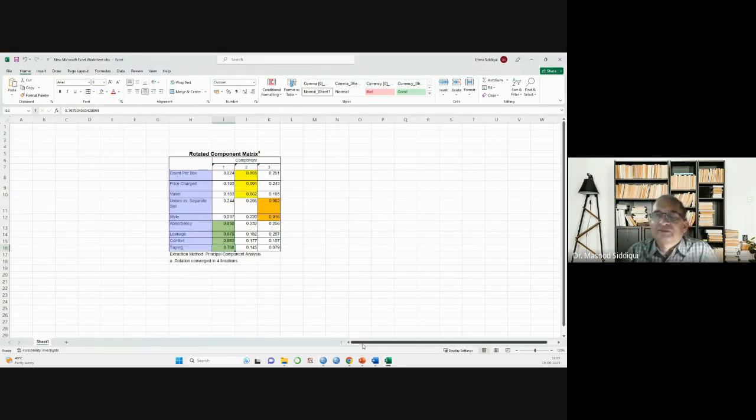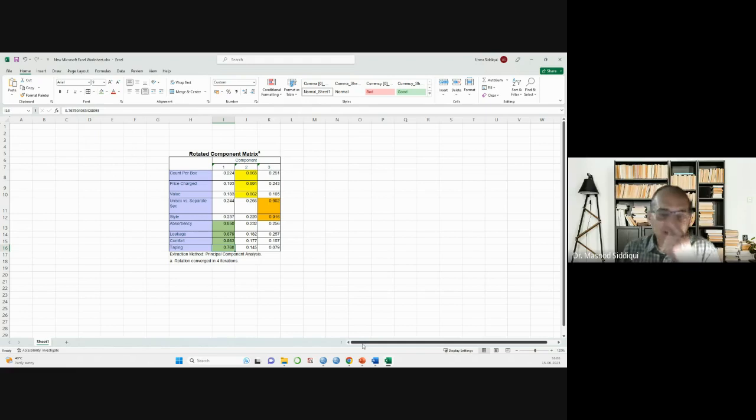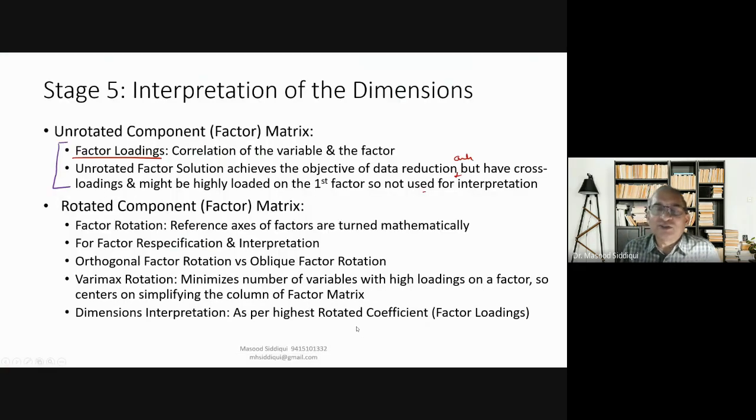Sir, I have a doubt. Yes, please ask. And speak a bit louder, please. Miss Amreen, hello. Yes, sir. Sir, my question is, if the variables show high correlations for different factors, which factor should we consider? Yes. If they show high correlation with different factors, that is the case of cross-loading, right? So that is not a good solution.